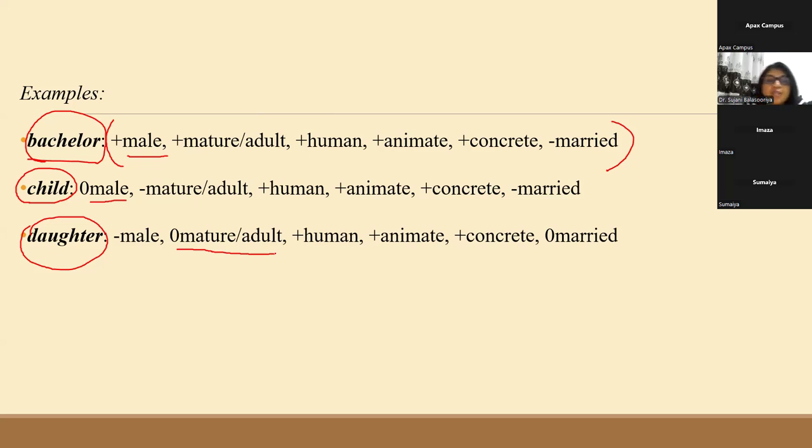And plus human, plus animate, plus concrete, and again, zero married. Zero married because daughter can either be married or unmarried, right? So therefore, we can't correctly say minus married or plus married, it's zero. Okay, right. May I know whether you got some idea about semantic features with these three examples?